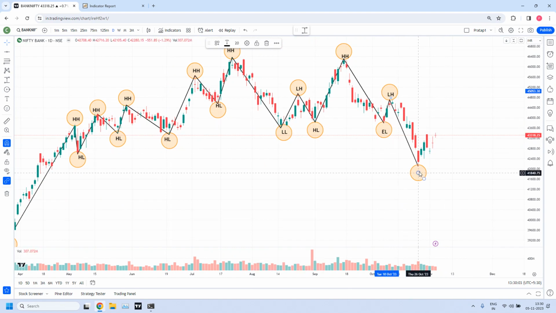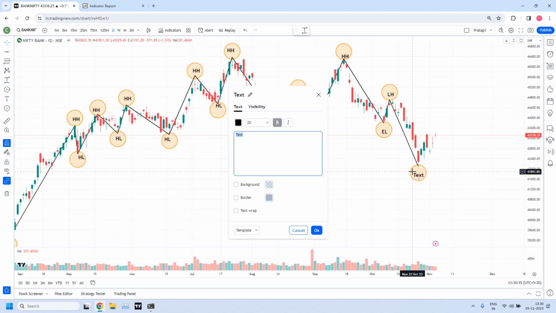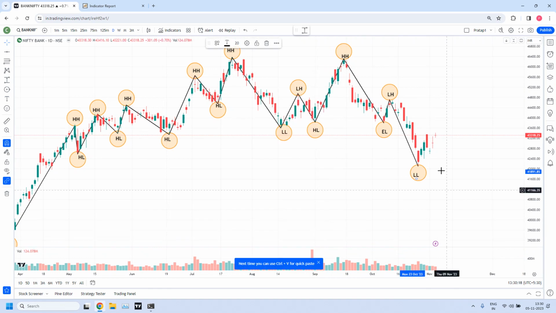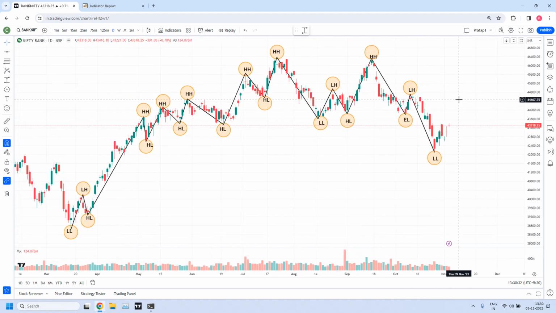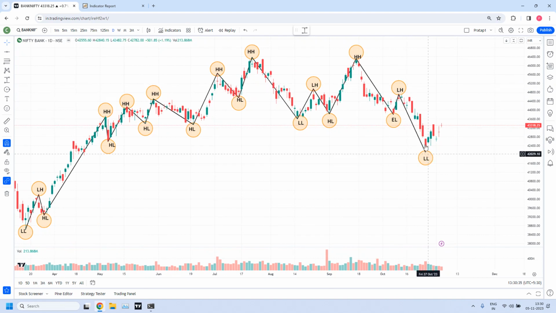And compare this low and this low. The previous low and current low. The present low, the recent low, is lower than the previous low. So it is LL, lower low. So what is the recent trend? Always you check the last two pivots. What are these last two pivots saying? One is a lower high and another one is lower low. In downtrend, we always get lower highs and lower lows. That means the current trend is downtrend.